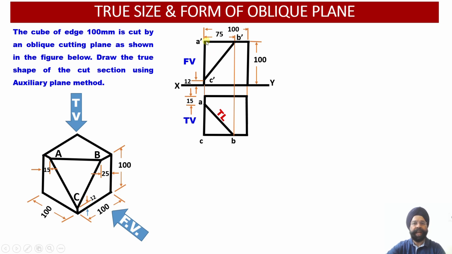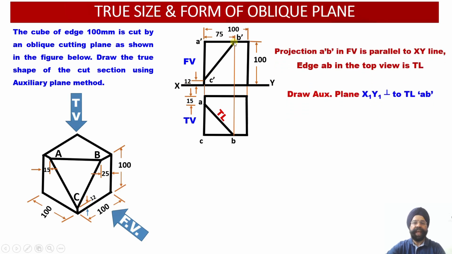So in the front view, I am able to visualize very clearly that the edge A dash, B dash of the cut section ABC is parallel to my XY reference line. Since A dash, B dash is parallel to the XY reference line, in the top view this edge AB which appears over here gives me my true length of the edge AB. So out of this total triangle, I am able to work out the true length of one of the edges.